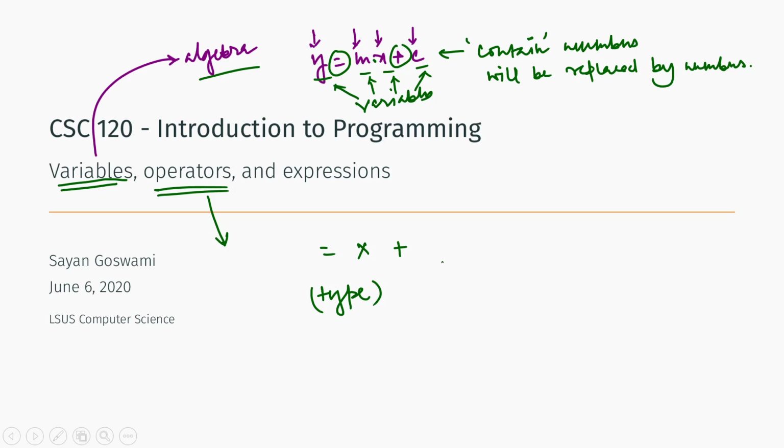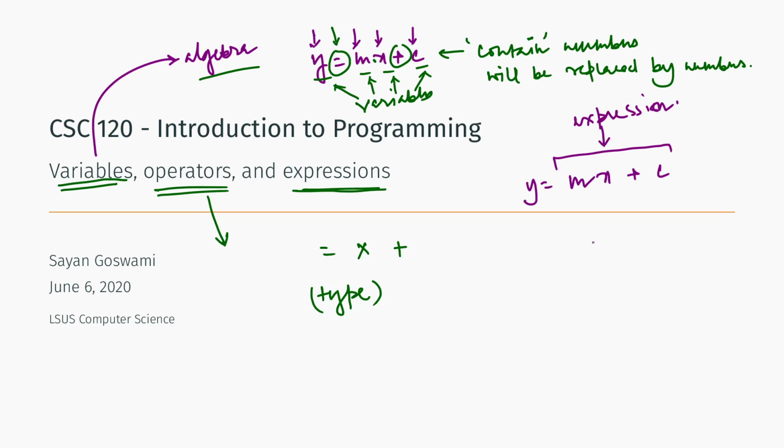Okay. Finally, the third thing that we'll talk about today is expressions. Expressions are essentially equations, except the equal to sign. So let's take the algebra example. y equals mx plus c. So this mx plus c is, in Python, called an expression.